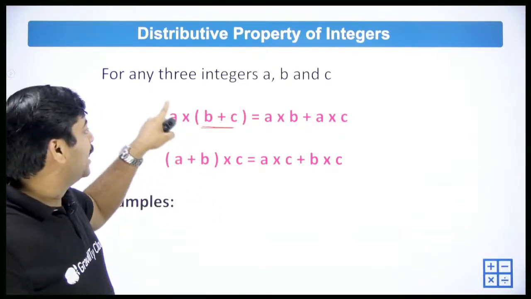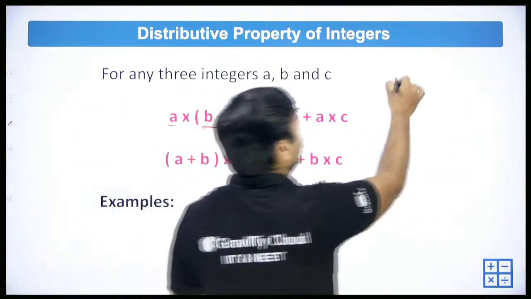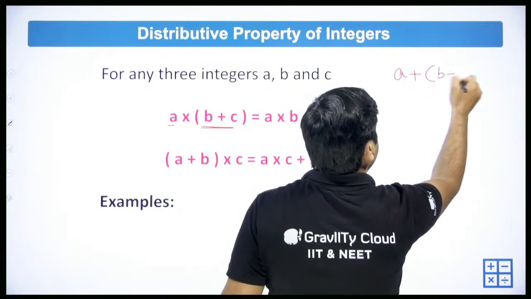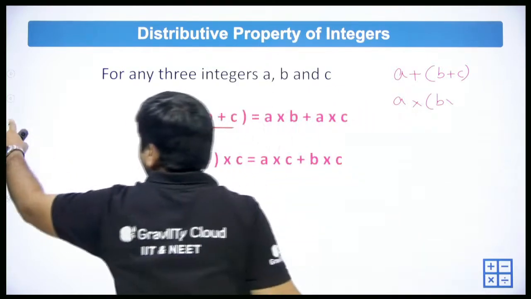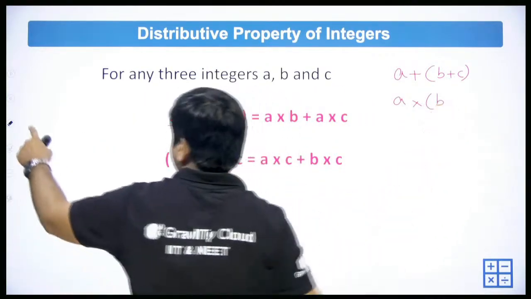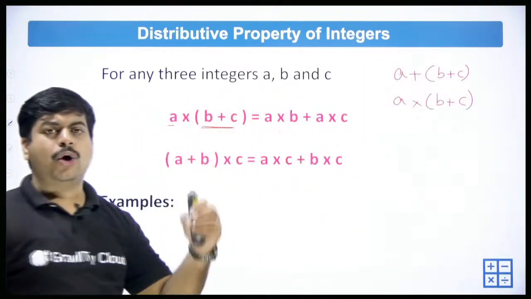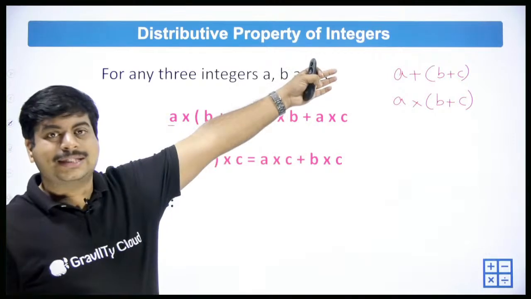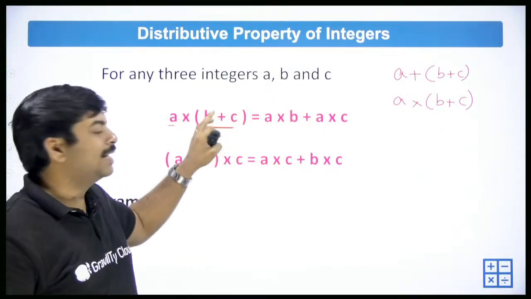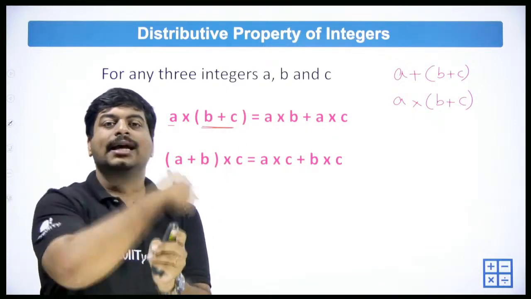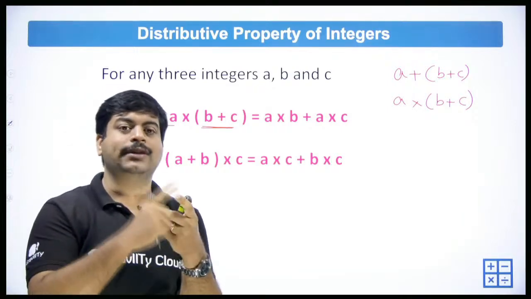It is not addition, it's not A plus, it is A into. That is again a big mistake you make. You always confuse A plus B plus C and A into B plus C. These are two different things. You should not confuse between these two. In the first case, we are just adding all three numbers. The associative property we discussed. But now you have multiplication as well as addition, two different operations in the same property.